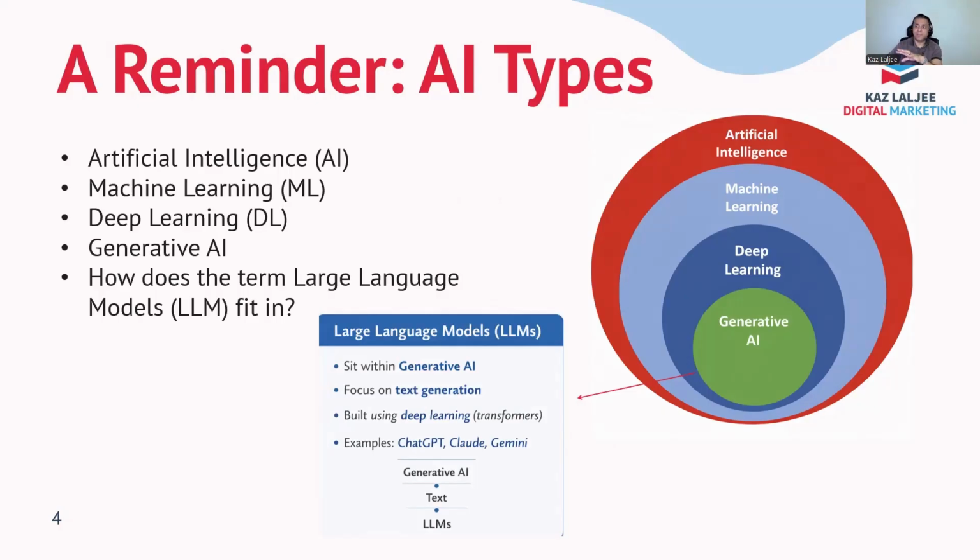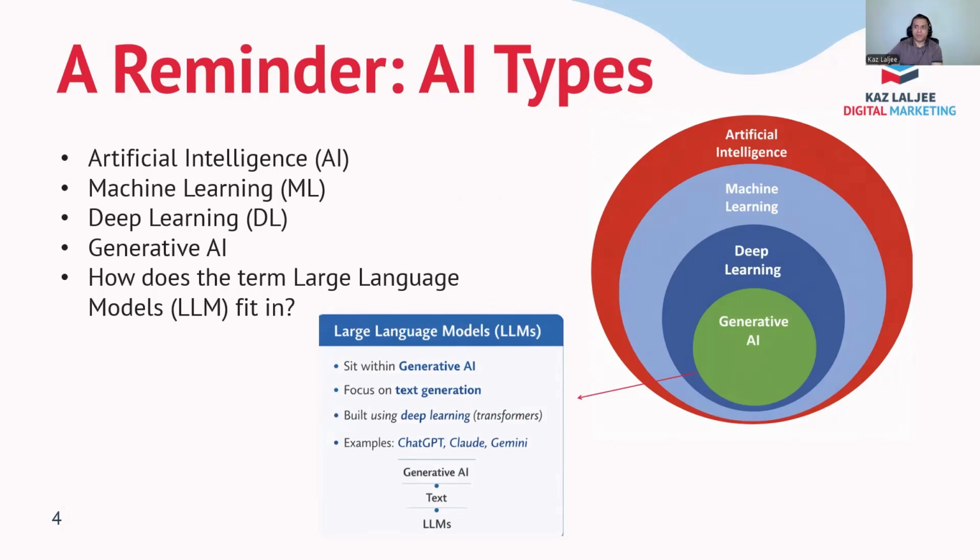And then within deep learning, we have generative AI. And this is what we all consider to be AI. So when someone asks you what is AI, the first things you think about are text generation, image generation, video generation, audio generation. And that's probably what we look at as generative AI.